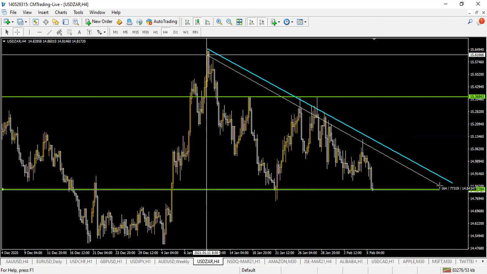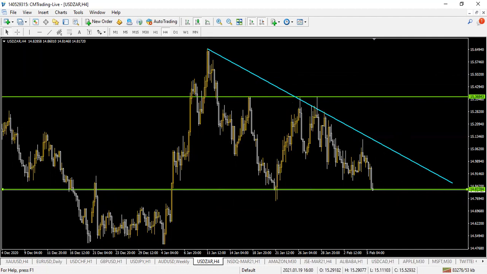Now, what type of a triangle is this one? It is a descending triangle according to price action, right?